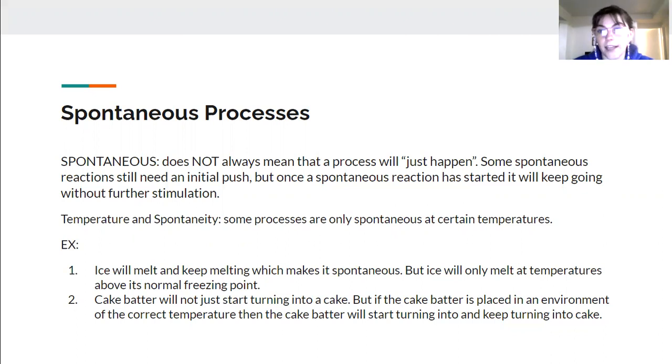But if you take that ice cube out of the freezer and set it on the counter, now the ice is in an environment that has a temperature higher than its normal freezing point. And so now the ice will spontaneously begin to melt and continue melting without applying any more heat to it.